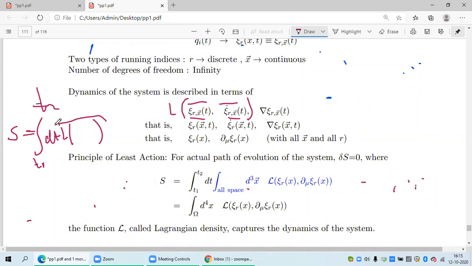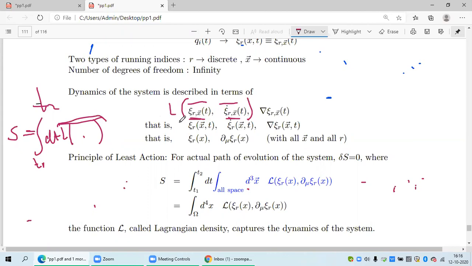So what is L? L has a value at a particular time. Now you can't say L has a value at a particular space, because it contains all these coordinates, which are basically the numbers associated with each point in space.